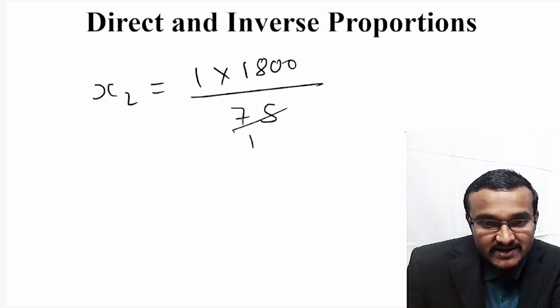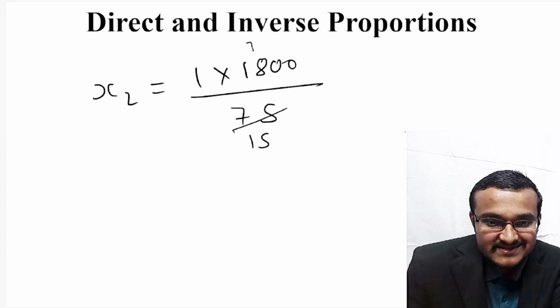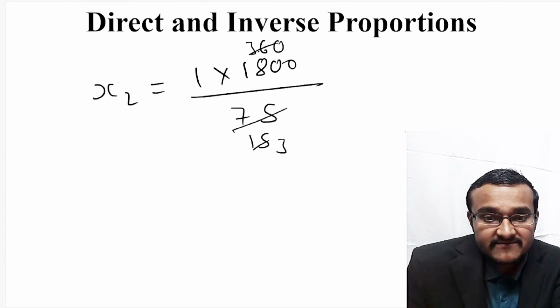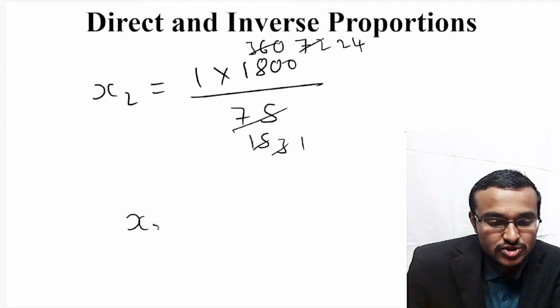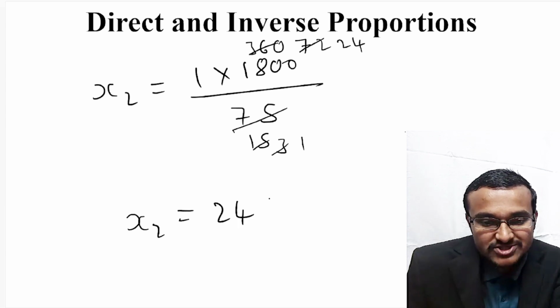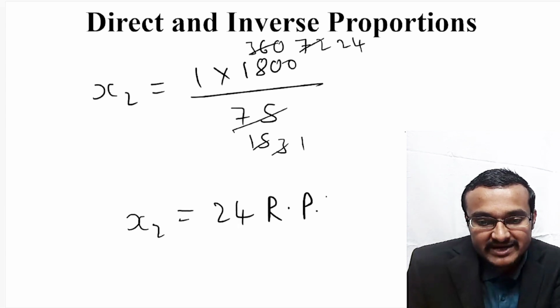5 ones are 5, 2 will be remaining, 25, 5 5s are 25. Here 5 3s are 15. So 3 will be remaining, 30, 5 6s are 30, 0. So here 5 3s are 15, 5 7s are 35, 1 is remaining, 5 2s are 10. So 3 1s are 3, 3 2s are 6, 12 will be remaining, 3 4s are 12. So the x2 value is 24 red pigments.